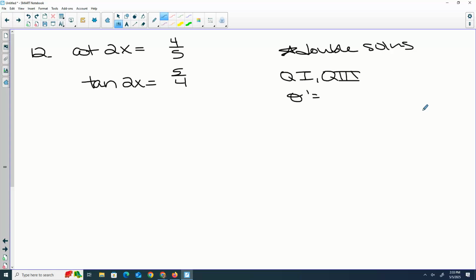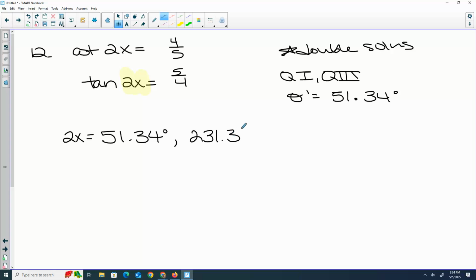Tangent inverse of 5/4. So that gives us 51. Let's just do 2 decimal places. 0.34 degrees. So that means my angle, 2x, could equal, in quadrant 1, my reference angle is my angle. In quadrant 3, you have to add 180. So then how do we find x?